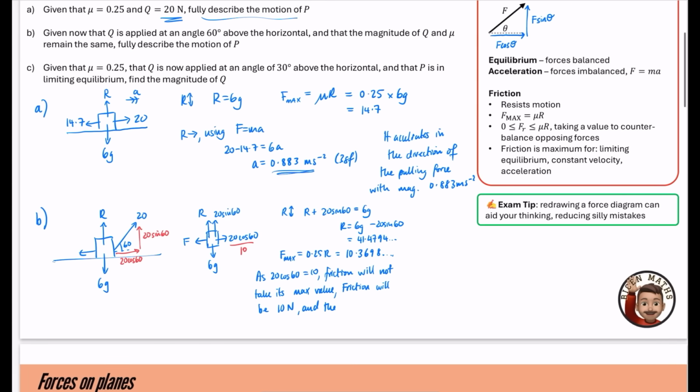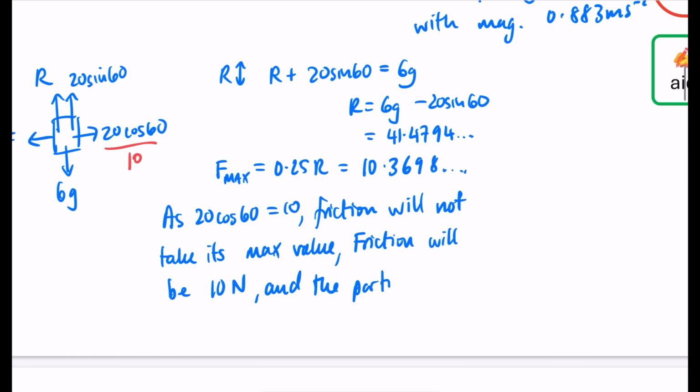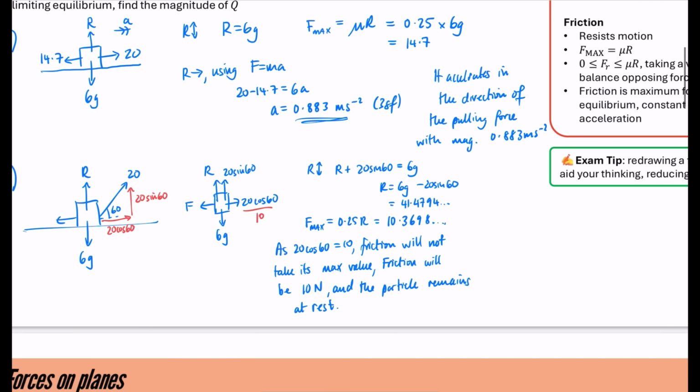And what is it, a box or a particle? A particle. And the particle remains at rest. Okay? So it didn't have enough pulling force here. Now it's only going to counteract the 10. It doesn't reach its maximum. It's not going to move.